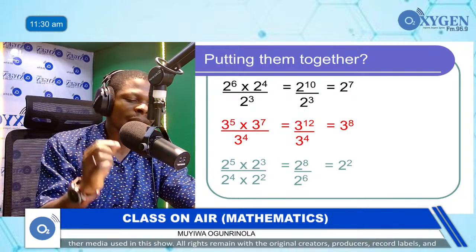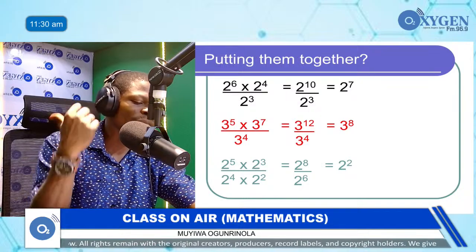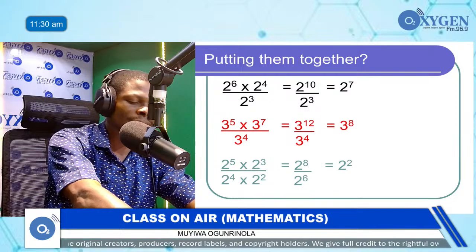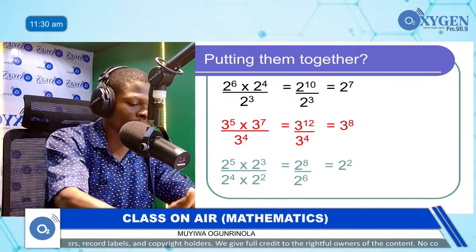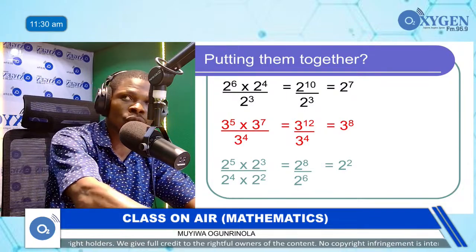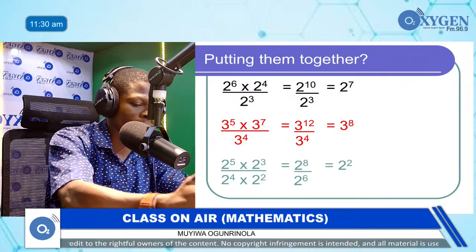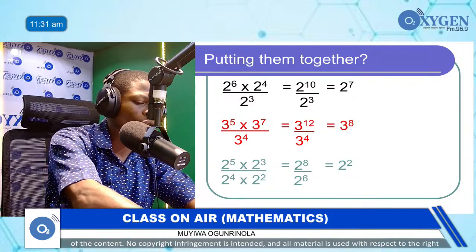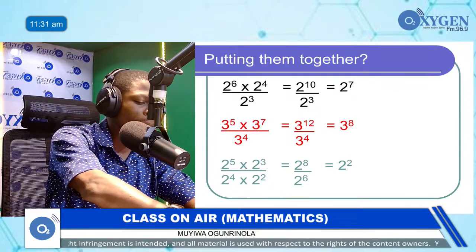Mind you, I told you earlier about the division law for indices: when you are to divide and they have the same base, you need to subtract. And when you look at it now, it is 2 raised to power 10 divided by 2 raised to power 3. You see, they have a common base. Then you are going to pick 1, 2. It will now be 10 minus 3.